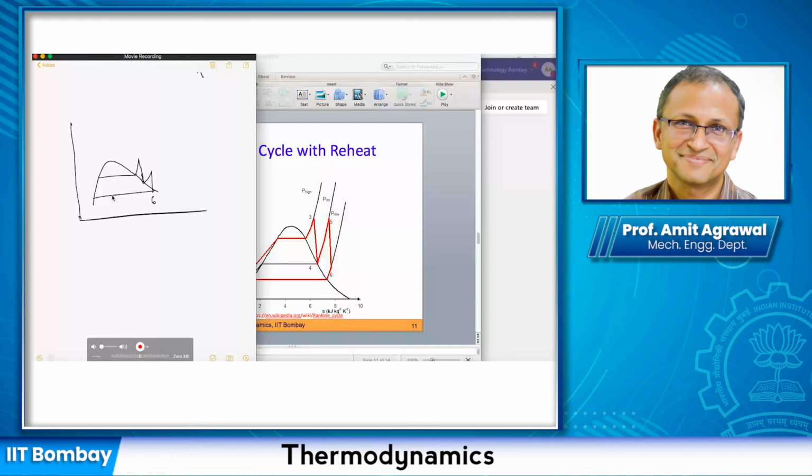Because if you are stopping somewhere here at a higher pressure line, then you are not extracting enough work. You have more work potential, but you are not extracting that. If you may be just going in this way here.